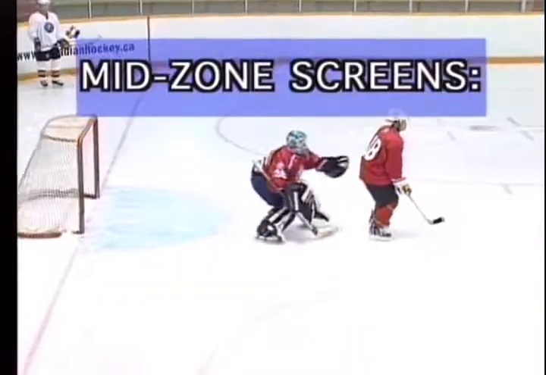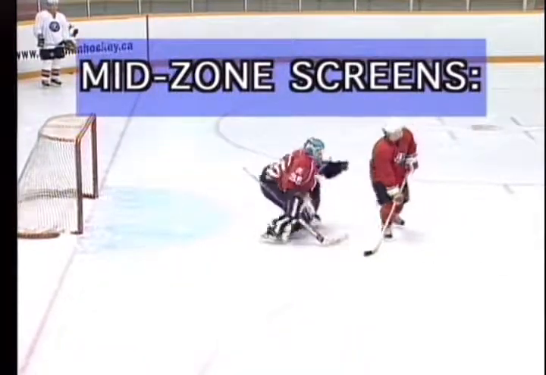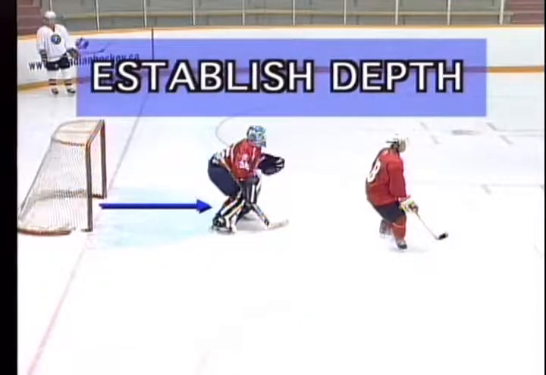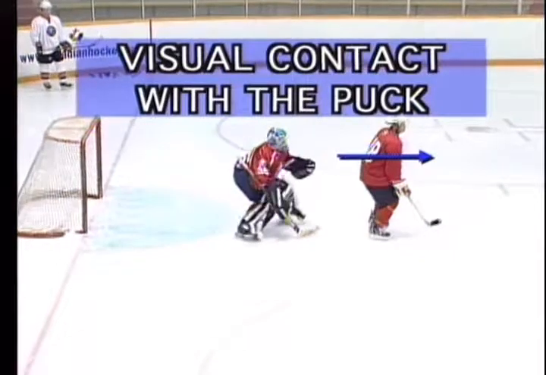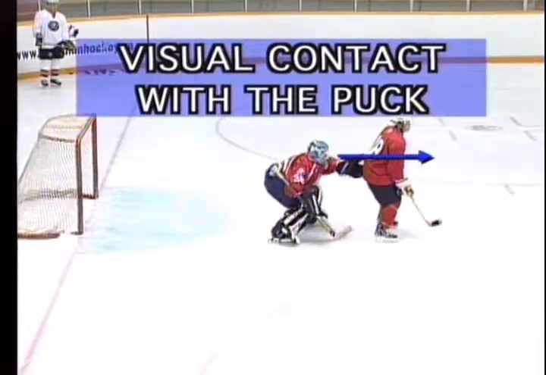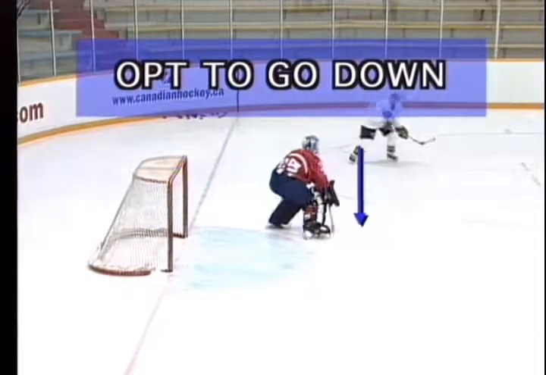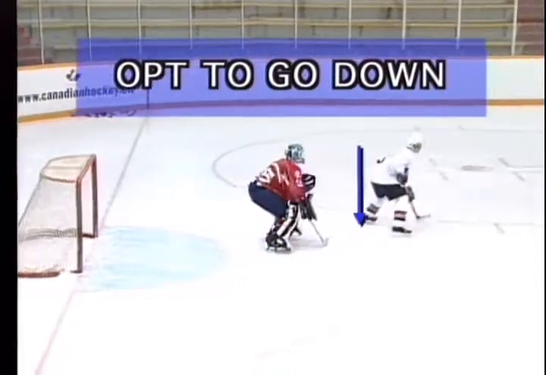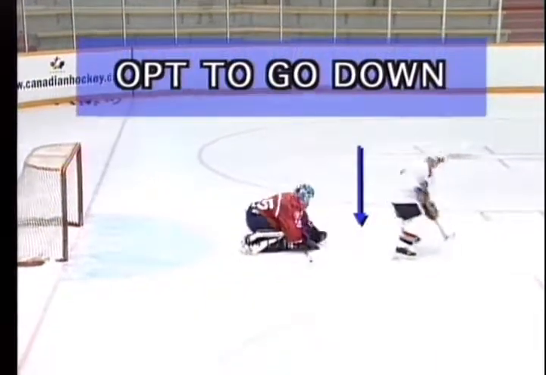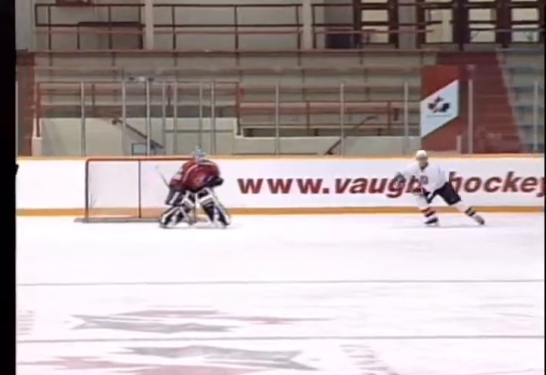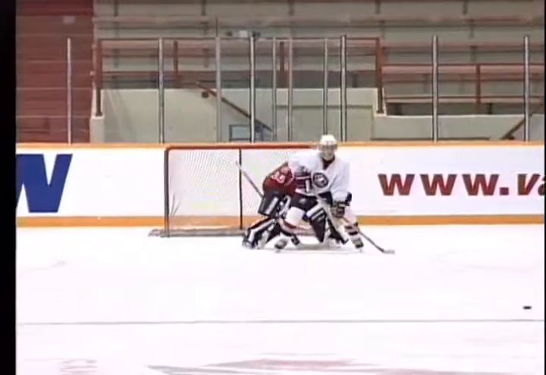The tactical sequence during a mid-zone screen includes 1. Establish initial depth. 2. As traffic forms, the goalie must seek to maintain visual contact with the puck. 3. If vision is lost and the goalie suspects a pending shot, the goalie may opt to go down. As an aside, this down procedure is logical since most point shots are directed low to the net. This is due to the shooter's desire to create a rebound or deflection complication.